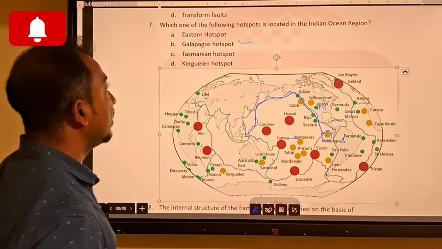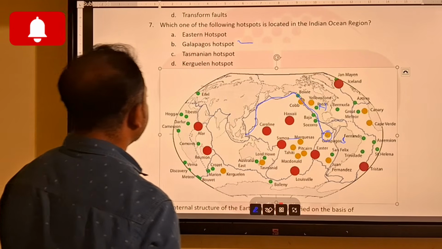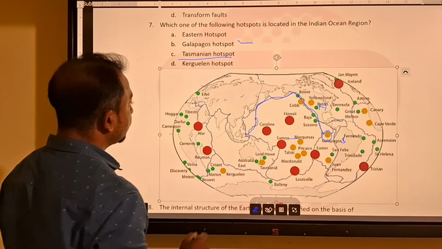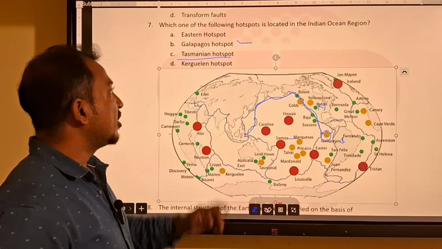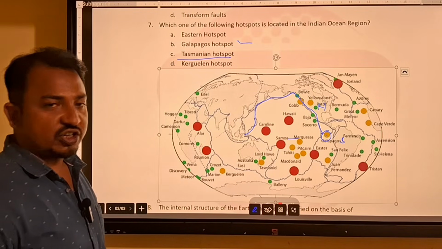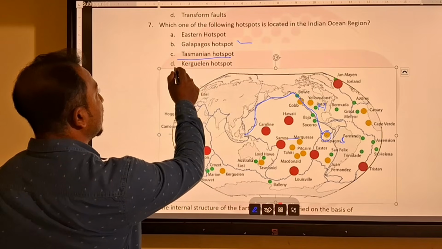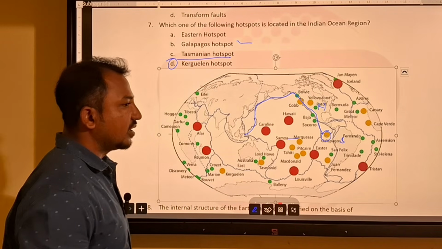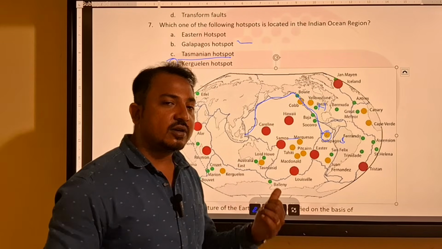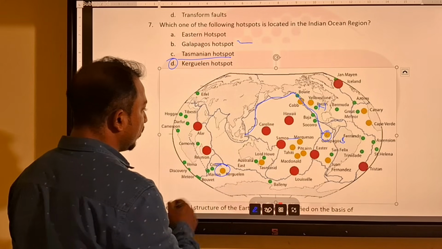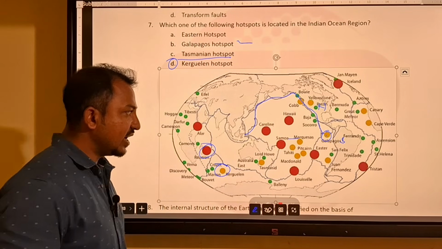So here it is given the Indian Ocean region. Then your Tasmania hotspot. The Tasmania hotspot is present near Australia, towards the Pacific. Then comes the Kerguelen hotspot that we have discussed in the 90 degrees east ridge. The Kerguelen hotspot is present in the Indian Ocean. So Kerguelen, Reunion are also present in the Indian Ocean.